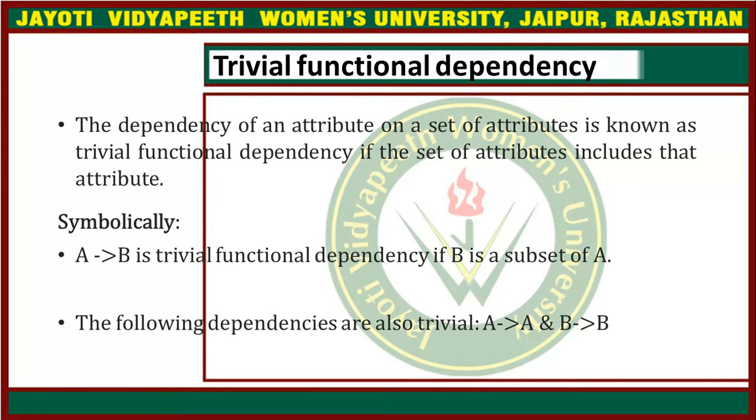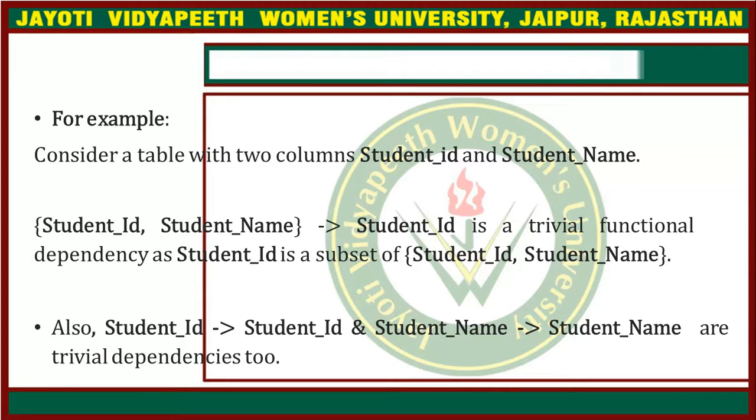So, the following dependencies are also trivial: A tends to A and B tends to B. For example, consider a table with two columns, student ID and student name. Student ID, student name tends to student ID is a trivial functional dependency as student ID is a subset of student ID and student name, right? Because this is dependent on this. So also student ID tends to student ID and student name tends to student name are trivial dependencies too.